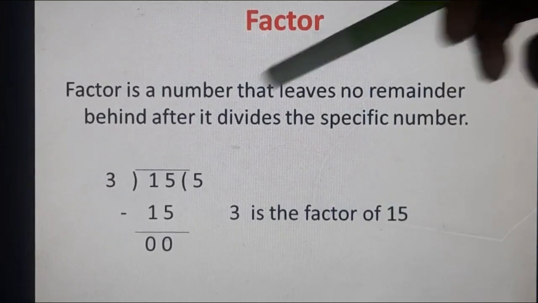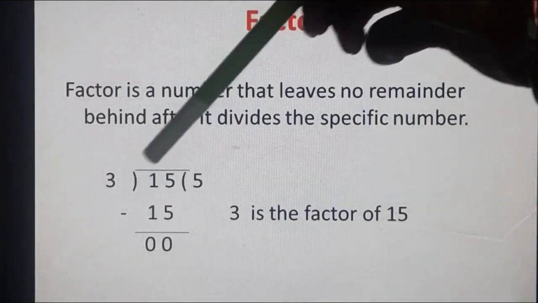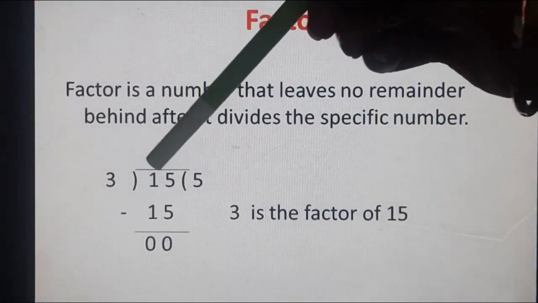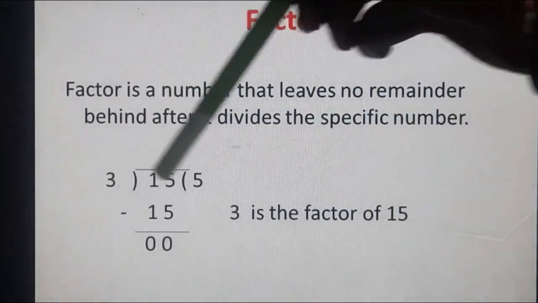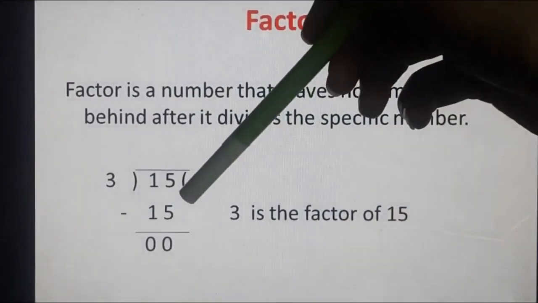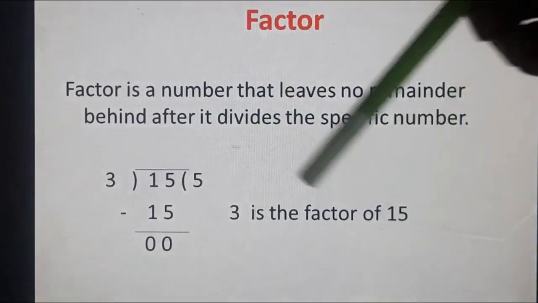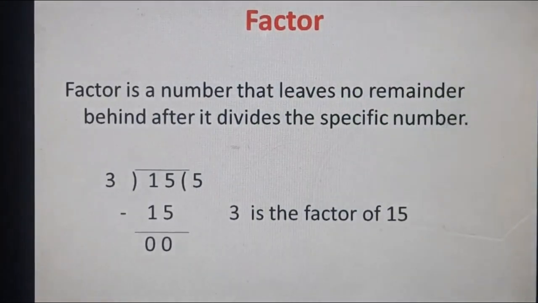Let's understand through this example. 15 is a specific number which is given to us, and we are dividing it with 3. 3 5s are 15. No remainder is left. So 3 is the factor of 15. Understood?